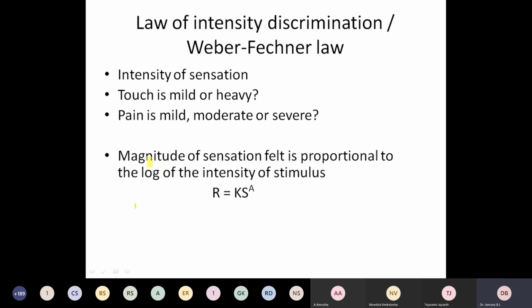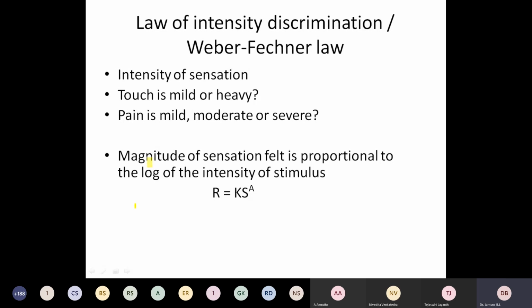Because of this, if I am holding 30 grams of weight and I add 10 kg more weight, definitely it gives a sensation of heaviness. But for the same thing, if I am holding 300 kg and I add another 10 kg, it will not make much difference. So that means if you have to increase the magnitude of the sensation by 2 times, you have to increase the intensity or strength of the stimulus by 10 times. Then the magnitude of the sensation felt will get doubled. So this is very important.